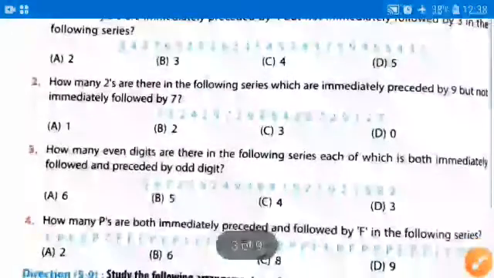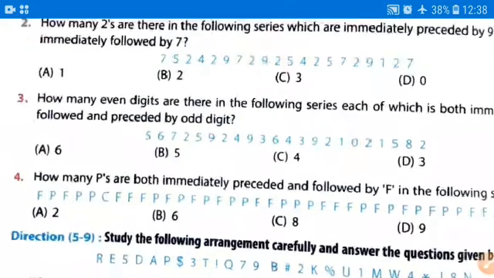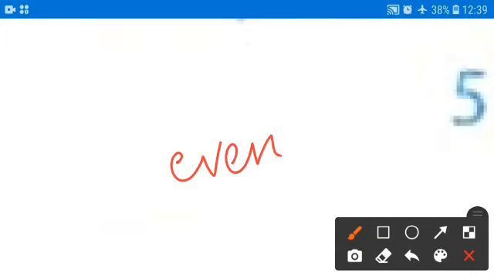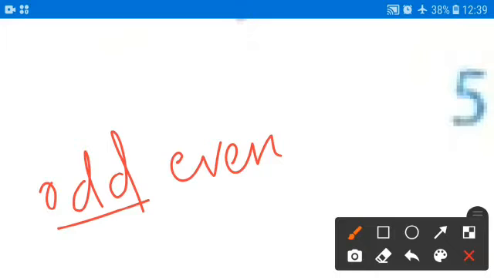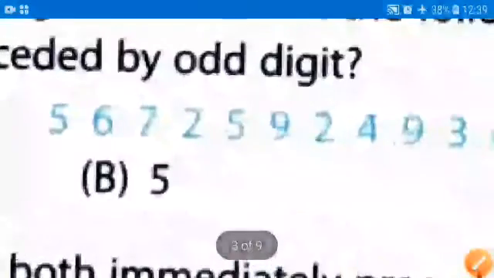Now moving further to question number 3. How many even digits are there in the following series, each of which is both immediately followed by and preceded by an odd digit? Means what? We have to find the even digit which is preceded by an odd and followed by an odd. Like this, the even digit should be in the center and to the left and right we should have an odd digit. Now let us check.